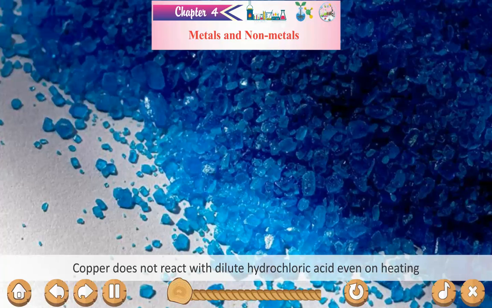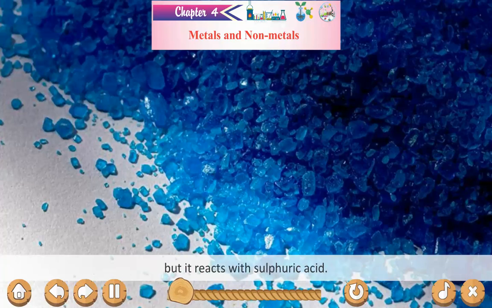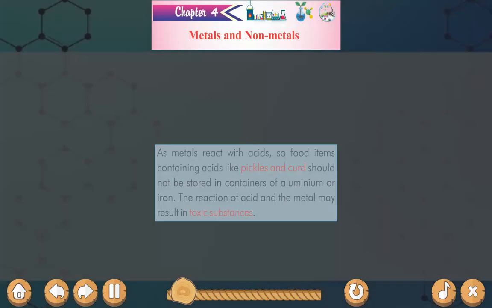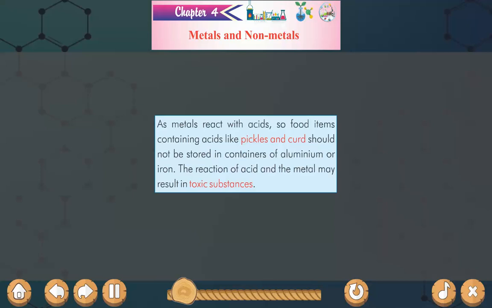Copper does not react with dilute hydrochloric acid even on heating, but it reacts with sulfuric acid. Silver and gold do not react with acids. Non-metals do not react with acids. As metals react with acids, food items containing acids like pickles and curds should not be stored in containers of aluminium or iron. The reaction of acid and the metal may result in toxic substances.